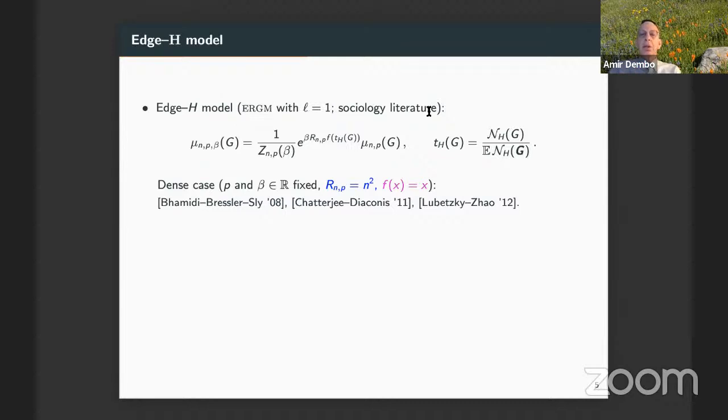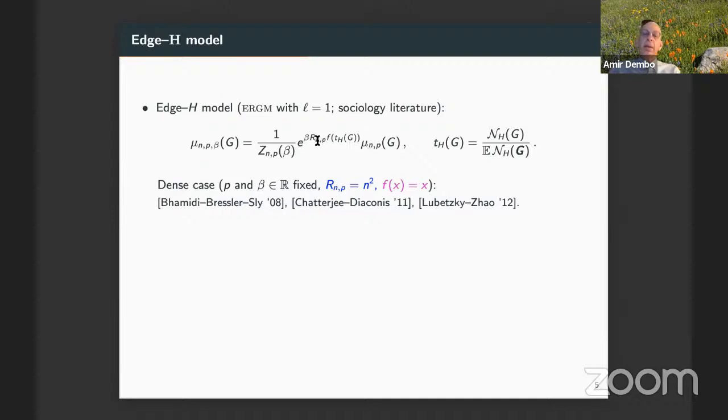It appears a lot in the sociology literature, but I will not go over the applications exactly. In this case, we just get a much simpler Hamiltonian. It's e to the beta, our scaling r, times a function of our count of one particular subgraph. And the simplest case will be to take f linear, just x, so you just get the normalized count of the subgraph, multiplied by a constant, then multiplied by a scaling r. And the simpler case will be to take p, the parameter of the Erdos-Renyi, fixed, beta, the parameter in the exponent, also fixed, and take n very large.